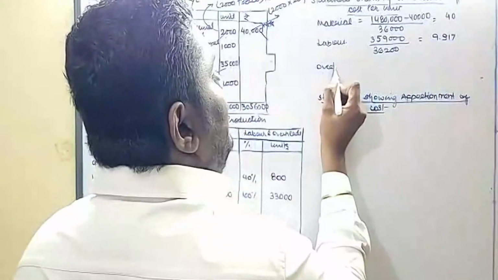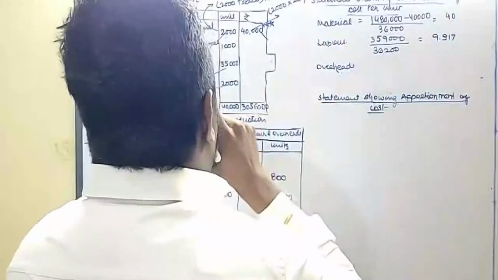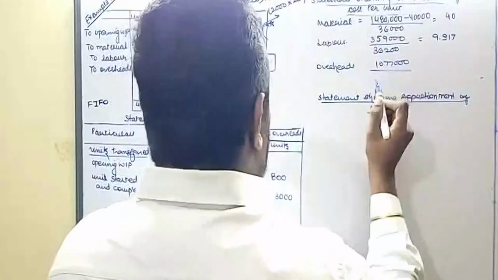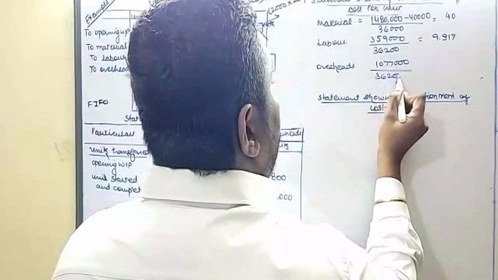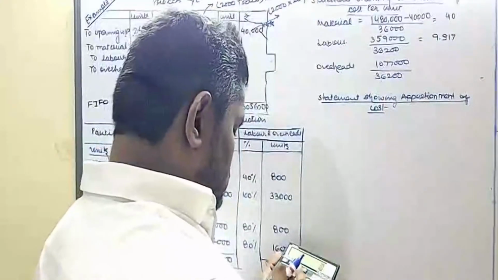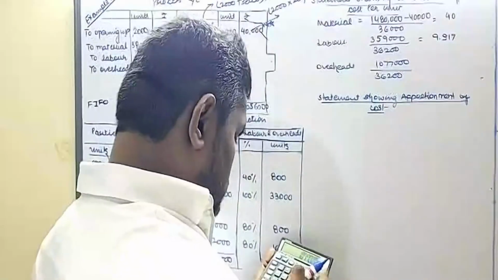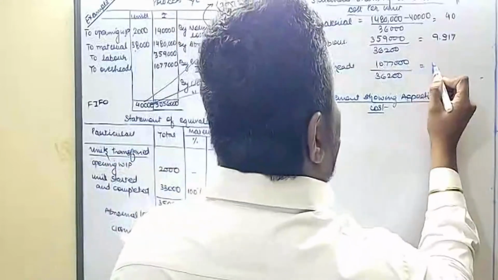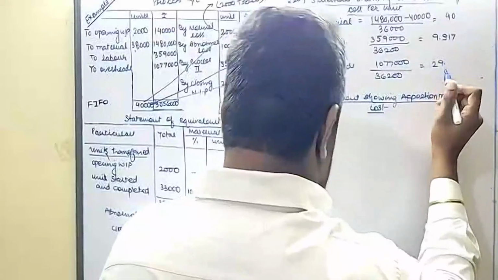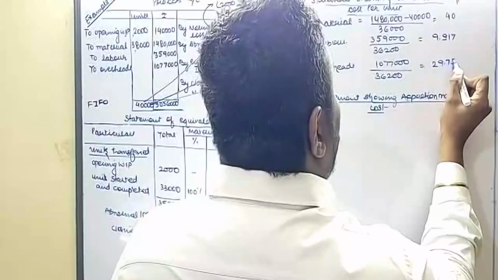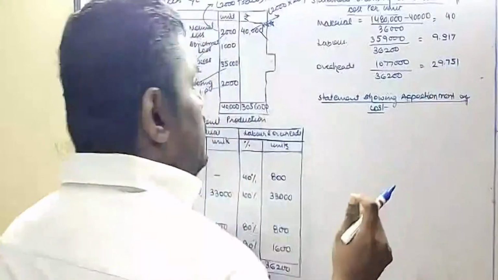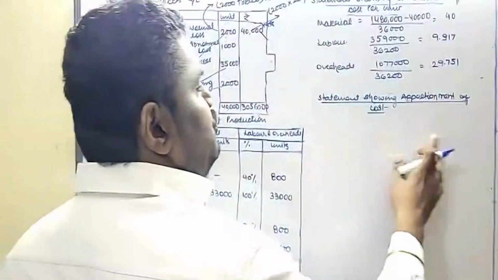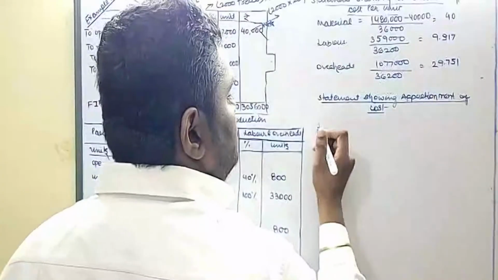In case of overheads, the cost is 10,77,000 divided by 36,200. So this will be 29.751. Now the statement showing apportionment of the total cost.